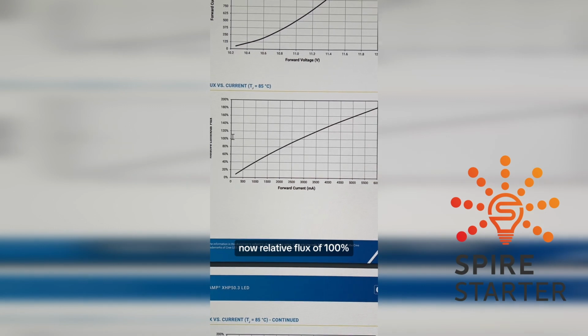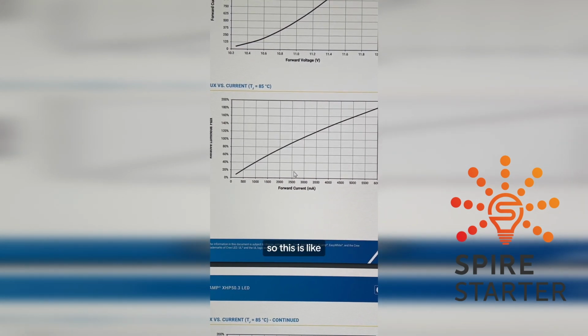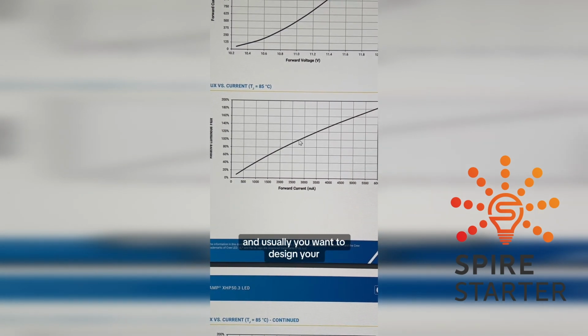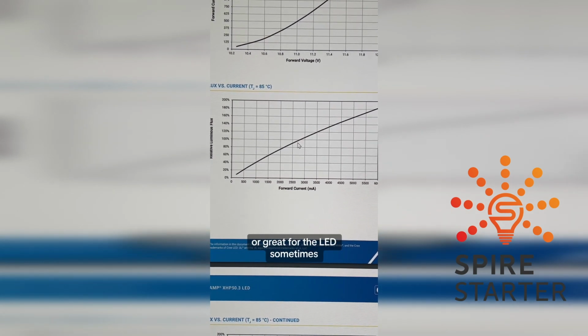Now, relative flux of 100%. If we follow that over to the line and go down, this is going to be your nominal forward current. So this is like normal forward current. And usually you want to design your illumination system to be able to work plus or minus around this nominal. It is possible to drive it all the way up here and get over 180% for this LED of relative luminous flux, or all the way down here and get around 10%, but it's not really super reliable or great for the LED sometimes to be pushing it all the way to these limits.